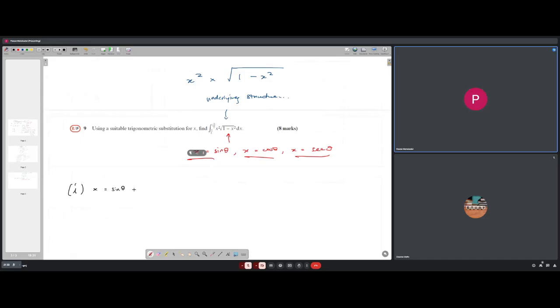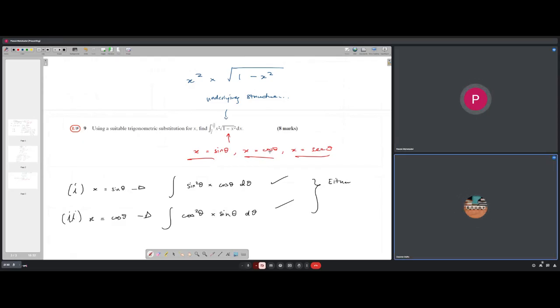So if we had x is equal to sine theta, then you would have the integral of sine squared theta times cosine of theta, right? With respect to d theta. That looks solvable. That looks very solvable. If you look at the second one, it's similar. It's cosine squared, but this time it's times sine of theta. Again, that's solvable. Either option can suffice here. So straight up, we could use either one of these.